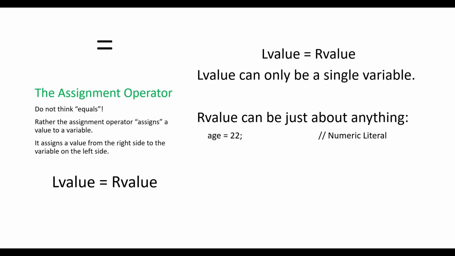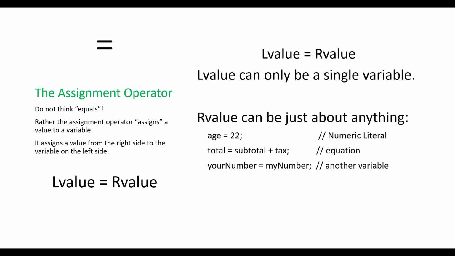Notice I'm assigning 22 to age. It can also be an equation. What if I had subtotal plus tax? Then that value together would be my total. It can be the value of another variable. So this would take whatever my number is and assign it to your number.